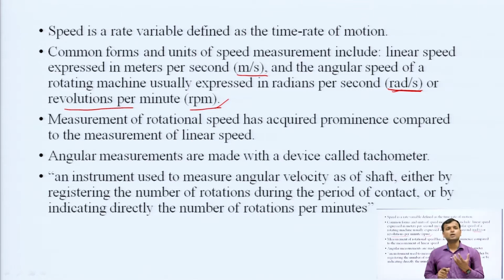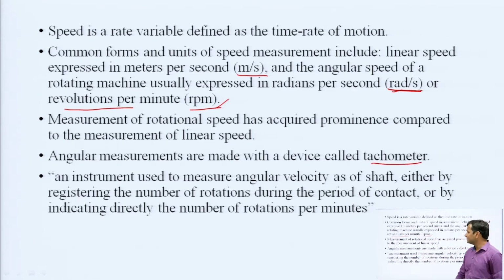That will give you the rotational motion or rotational speed or displacement, because the displacement is proportional to the speed, and the measurement of rotational speed has acquired prominence compared to the measurement of linear speed. We will see the tachometer, which is used to measure the angular speed or angular displacement. For linear motion we have seen the potentiometer, but to measure angular speed or angular motion we will use the tachometer.